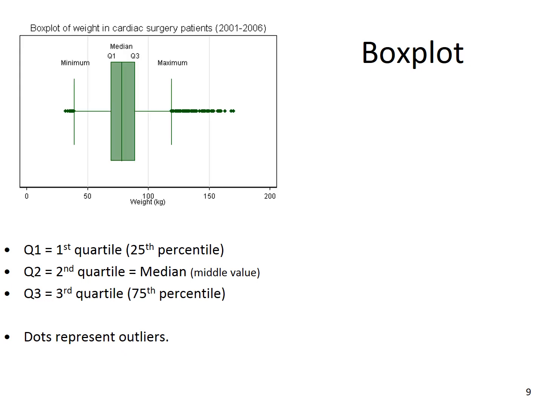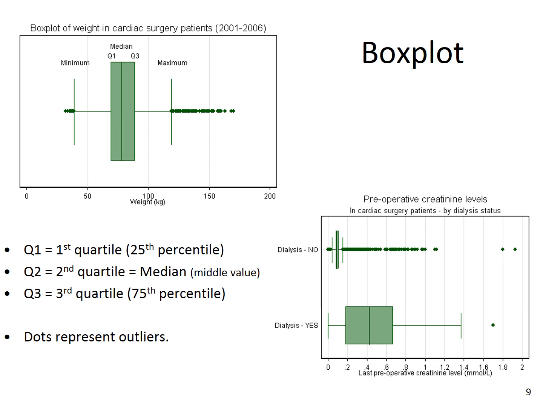The graph in the top left corner is the weight of all cardiac surgery patients in 6 hospitals from 2001 to 2006. The minimum and maximum are represented by straight lines. Q1 and Q3 form the outside of the box, and the median is the line inside the box. Dots represent what are considered outliers by the stats package Stata. Note that a box plot is also called a box and whisker plot.